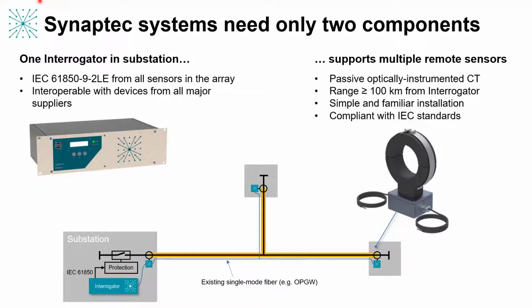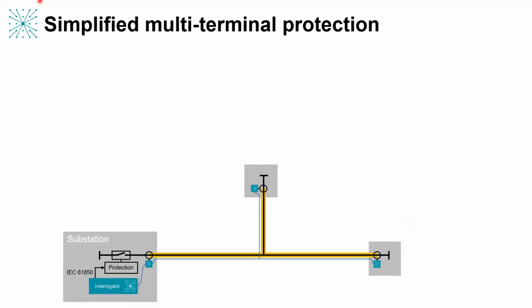Now, one important factor I've not touched on yet is the range of this system. Each of these sensors can be installed at distances of up to and beyond 100 kilometers from the Interrogator, depending on the quality of the existing fiber network. And this reach is unique among other electrical instrumentation technologies, so it lends itself particularly to applications in wide area and multi-zone sensing. So I'm just going to move on to drill down a little deeper into the advantages that this brings to differential protection for this type of multi-zone, multi-ended circuit.